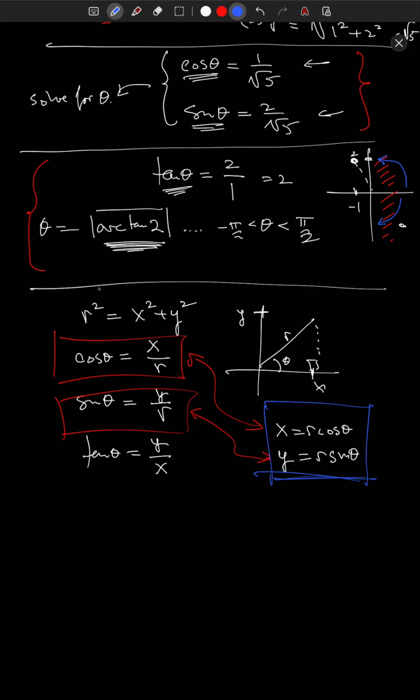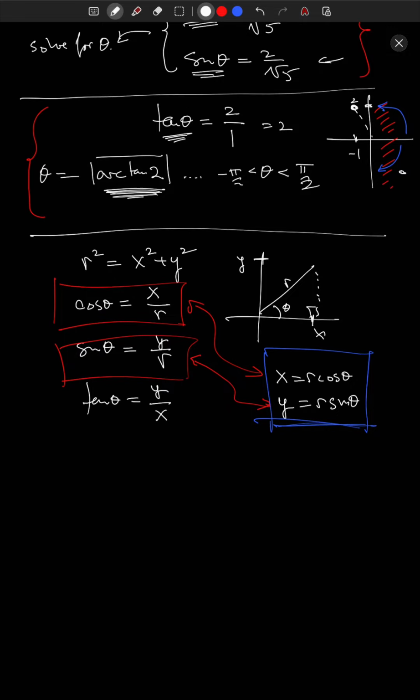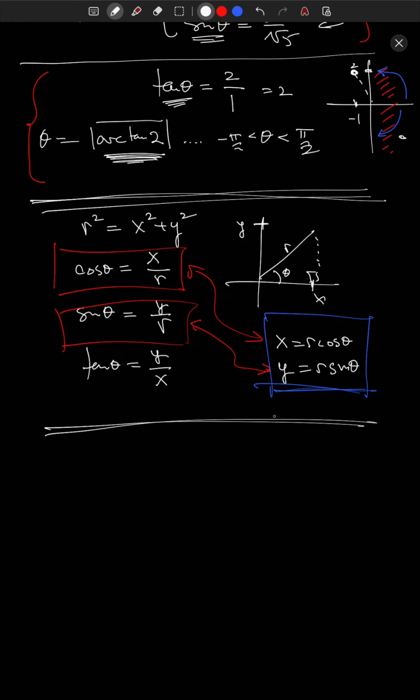There's no issue of using inverse trig functions, and you're not solving for anything like up here, where we used cos theta as 1 over root 5 and sine theta equals 2 over root 5. All right, so this means conversion is not too terrible. And again, we have been doing it for quite a while now with complex numbers.